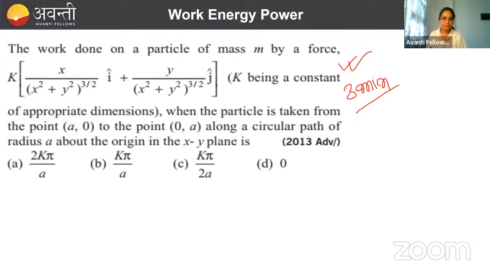Waiting for your answers. Force is given now. Yes. Particle is being taken from A0 to 0A. Trajectory is what? Circular. Circular path of radius A. And that circular path has its center at the origin in the XY plane. So a little bit of maths, a little bit of physics, both combined together, correct answer.